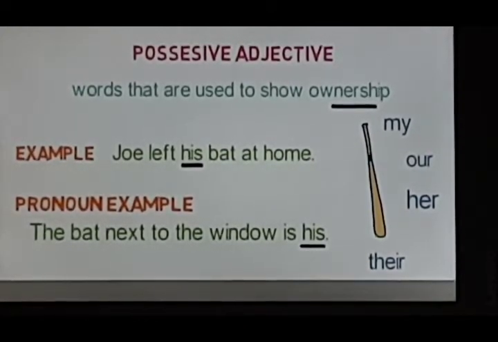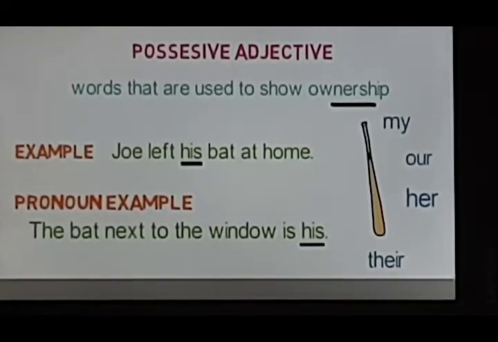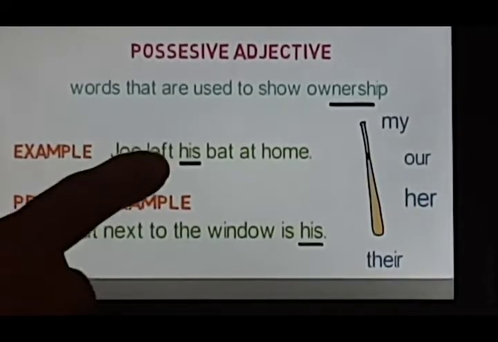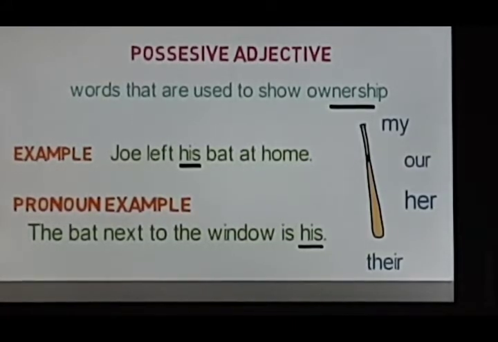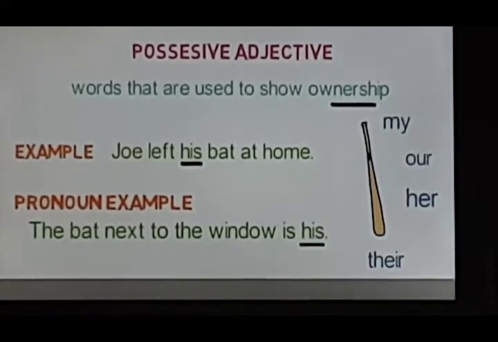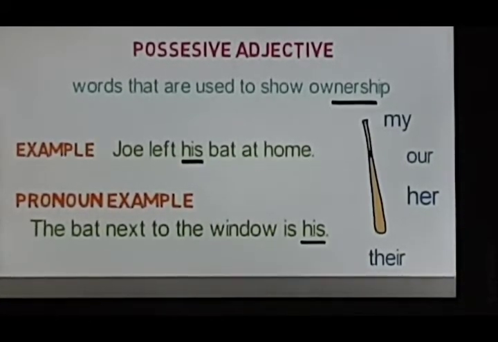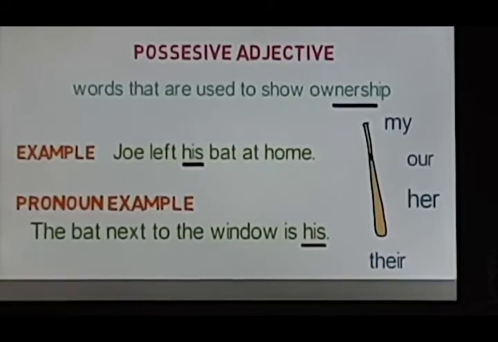Now here also, once again, we have possessive adjectives as well as possessive pronouns. If this possessive word is used just before a noun, see here, bat is the noun, and then we have his. So this his is used with the noun, that means it is a possessive adjective. But if it is used after a verb, like in the second example, the pronoun example, usually at the end of a sentence, then it is a possessive pronoun.